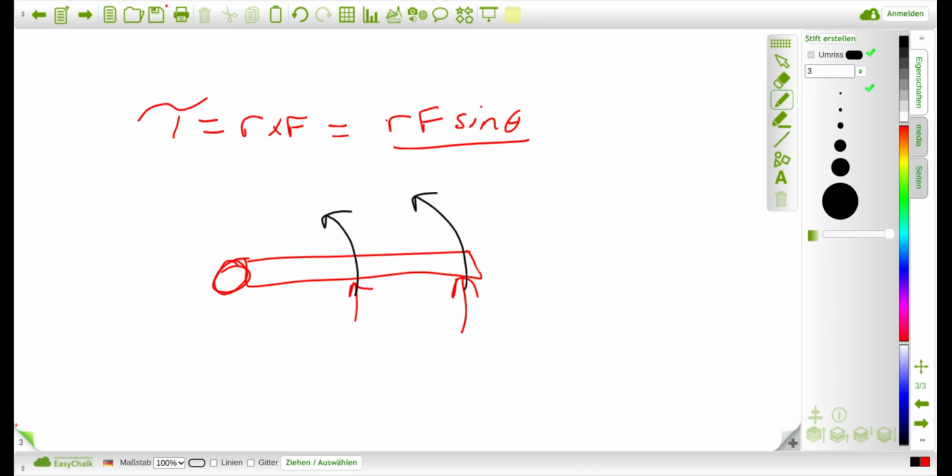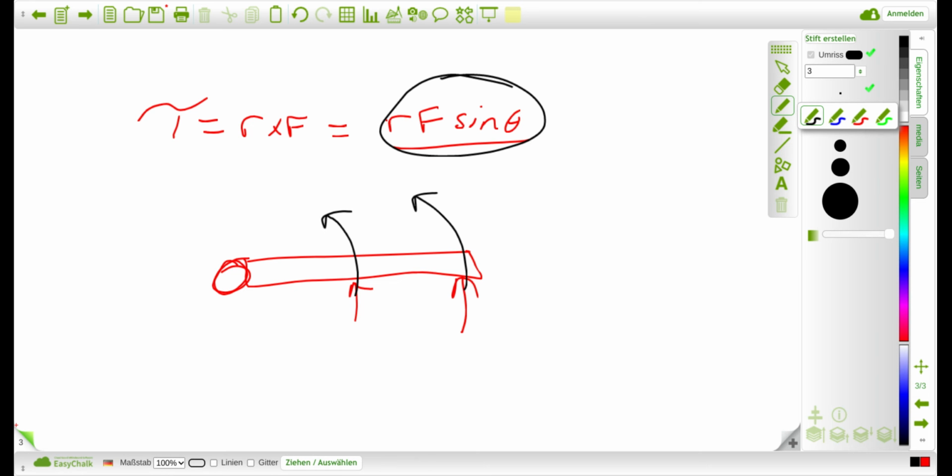If I have two forces and one is at a 60-degree angle and one is at a 90-degree angle, the sine of 60 is less than the sine of 90, which means that the force being applied at 90 degrees is creating a greater torque. So keep that in mind when doing problems, that the basic equation is here.